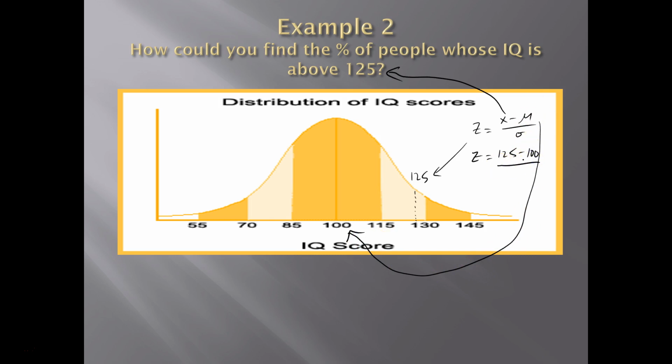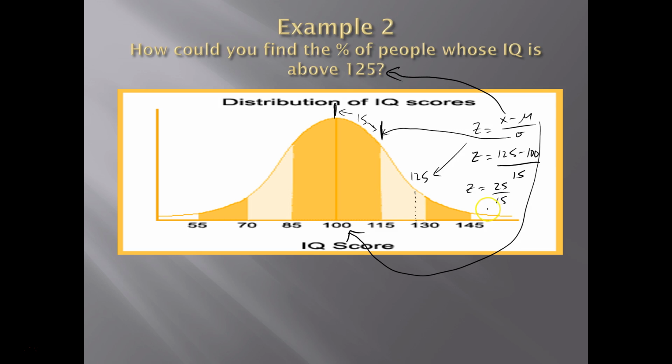And we're going to divide by sigma. And sigma is the standard deviation. Right, so where does the standard deviation come from? Standard deviation comes from here. It's the distance between 100 and 115. That distance is 15. All right, so simplifying this, I get 125 minus 100, that's 25, over 15.